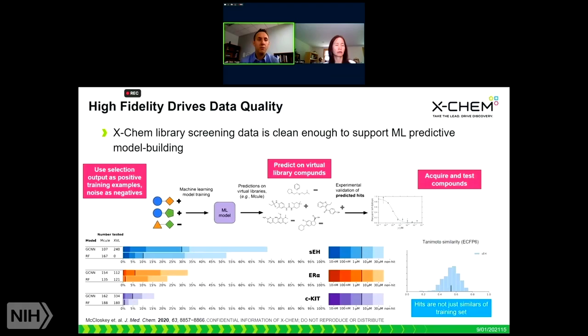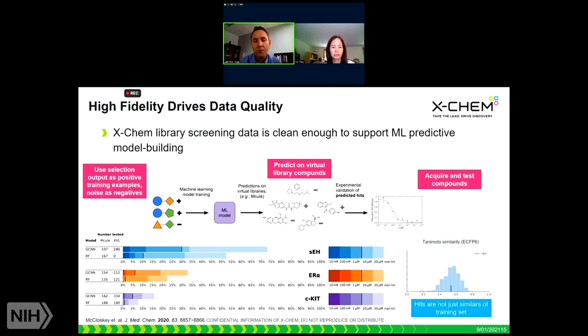So what we did was we used our selection output as the positive training examples. The noise would be the negative training examples. We built two different models, GCNN and the random forest model. We can then make predictions on virtual libraries such as MQL or large commercial databases. So predict which of these compounds might be active or might be a binder to the protein of interest. Acquire these compounds and test them. We did this for 3 different targets, which is shown on the bottom left-hand side of the slide: SEH, soluble epoxide hydrolase, ER-alpha, and c-KIT.